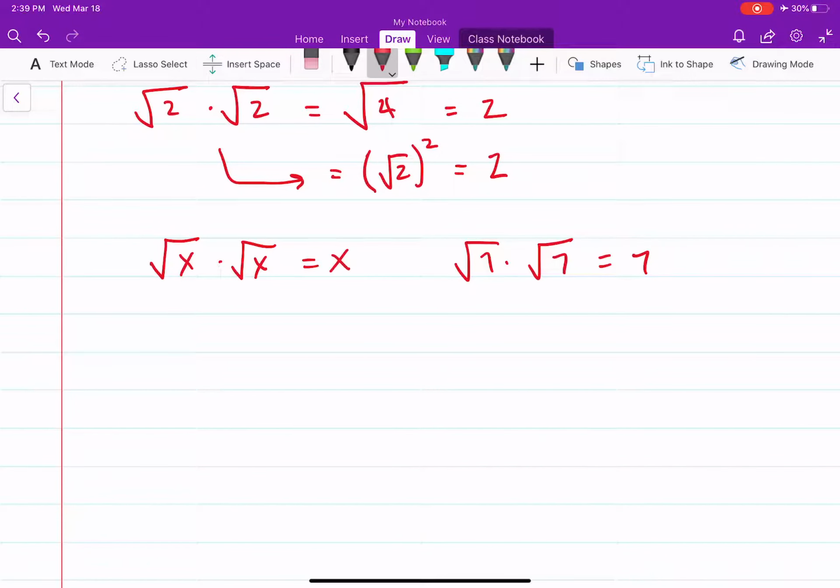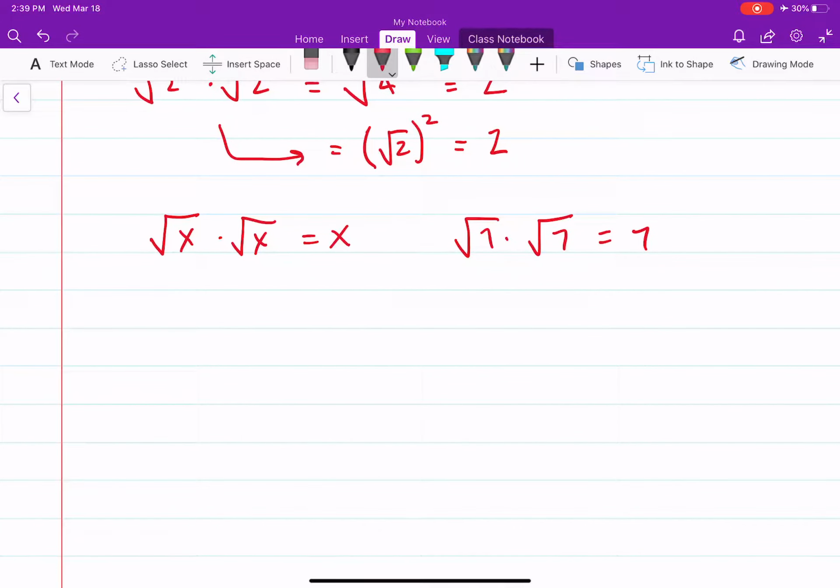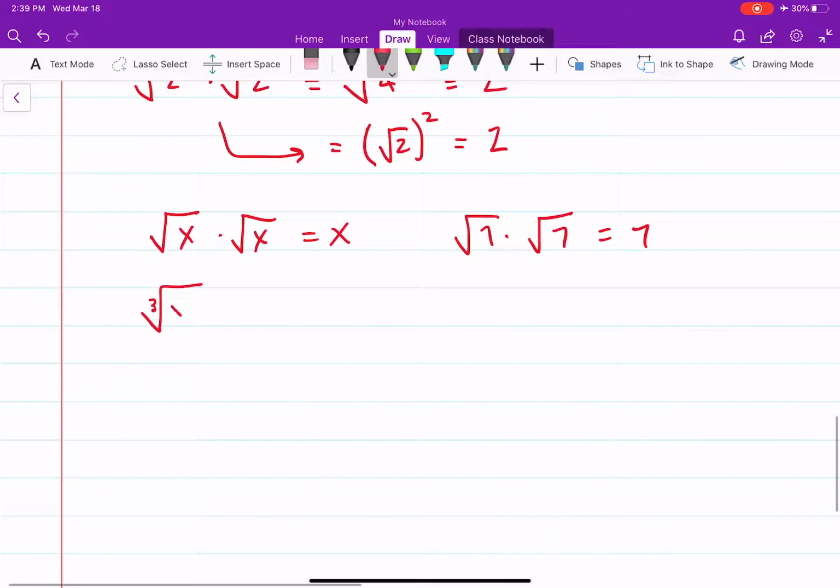And again, the index of these is all 2, so we're looking for pairs, and this is in pairs. If the index was to change, like let's say it was the cube root of x times the cube root of x times the cube root of x, that's also x because the index is 3, and I got 3 of them. So therefore, it would just be x that's left. All right, so that's something that you might want to know.